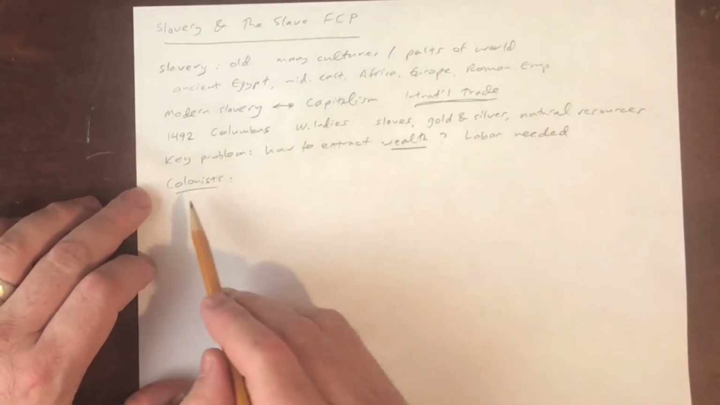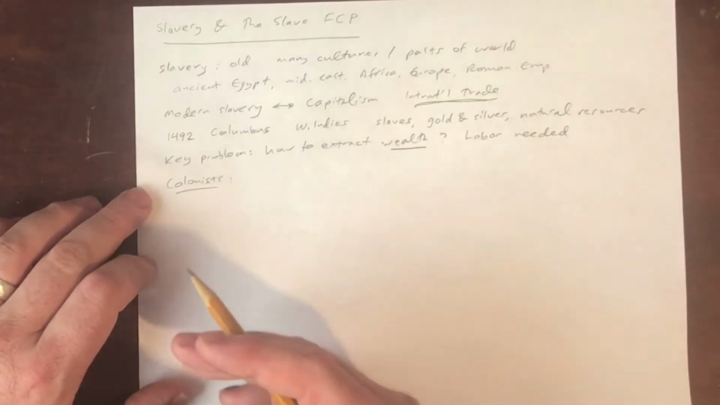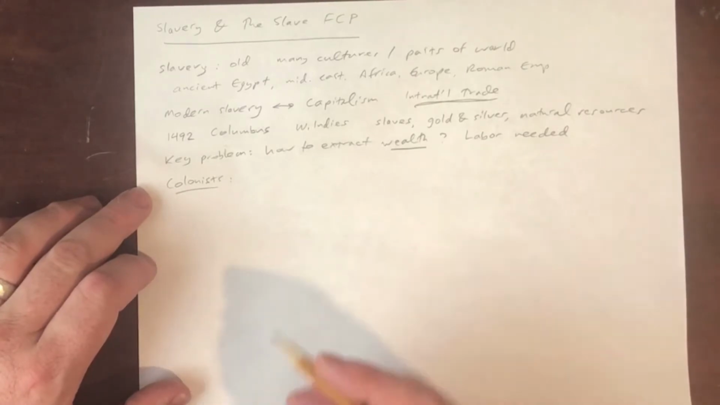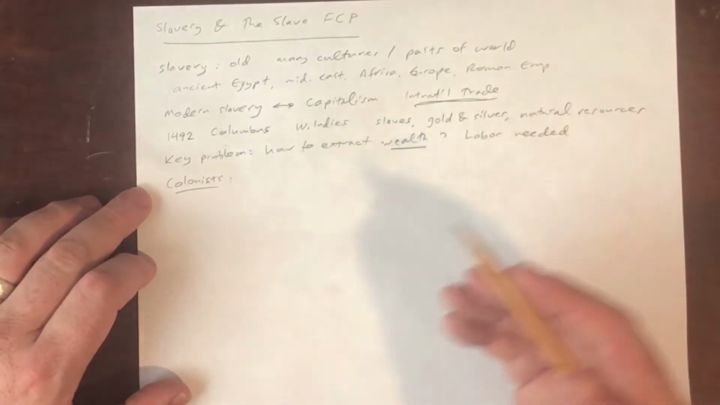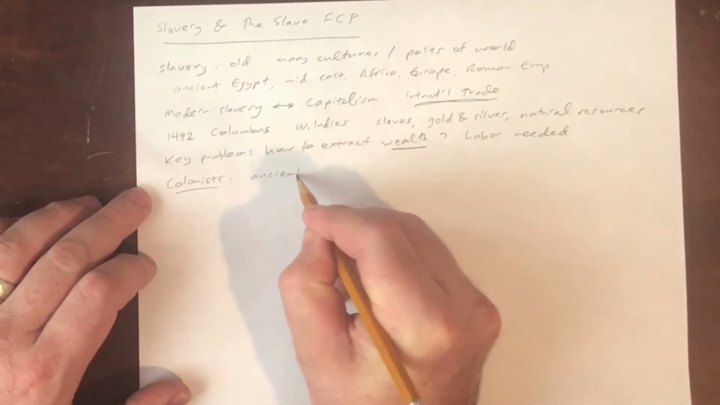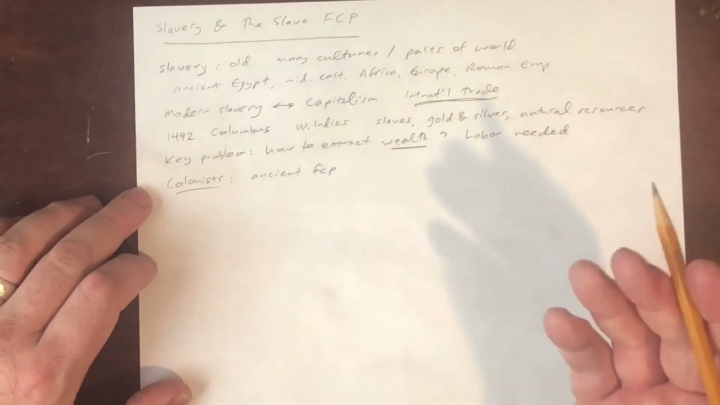And so the colonists, what they did is form their own small farms and homesteads and so forth, right? So, in terms of the class process, a lot of these were involved in an ancient fundamental class process, right? So recall what that means.